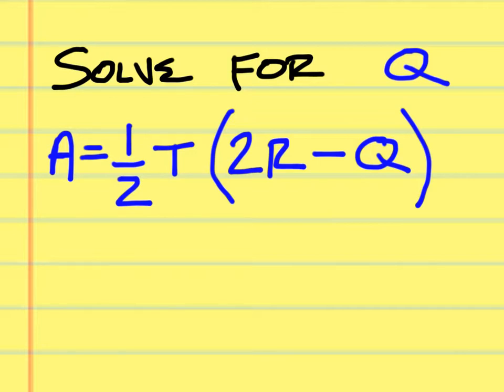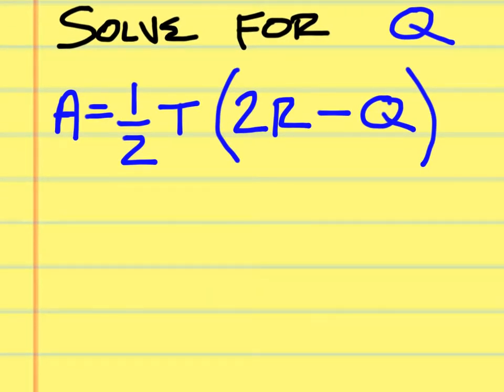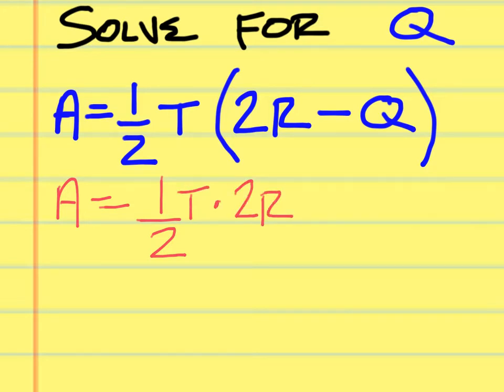Solve for q, and the formula is a equals 1/2 t times the quantity 2r minus q. We have to get that q out of those parentheses so that we can start isolating it. So let's multiply all the way through by 1/2 t. So we will have 1/2 t times 2r, and then minus 1/2 t times q.